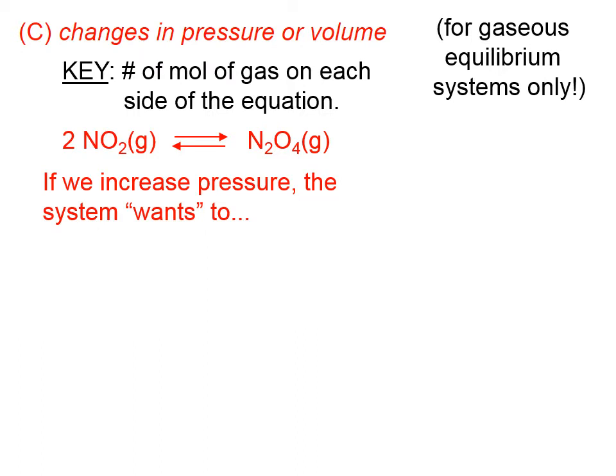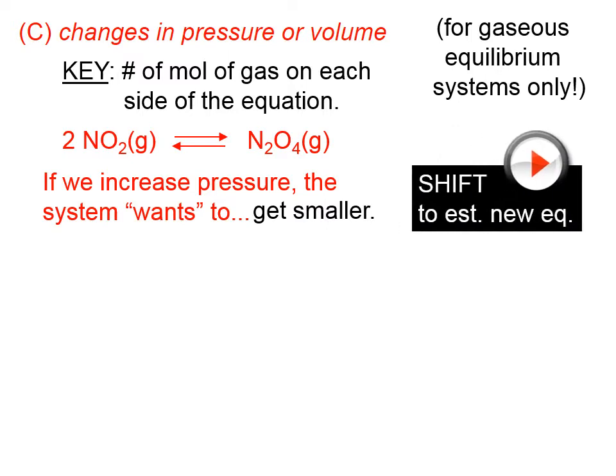If we increase the pressure, we know that a gaseous system will tend to get smaller. If we personify the system, we can say, if we increase the pressure, the system wants to get smaller. Now, if we look at the moles of gas on the left side of the equation, there are 2 moles of gas on the left for every 1 mole of gas on the right. Which way will the system shift to get smaller? And that would be to the right.